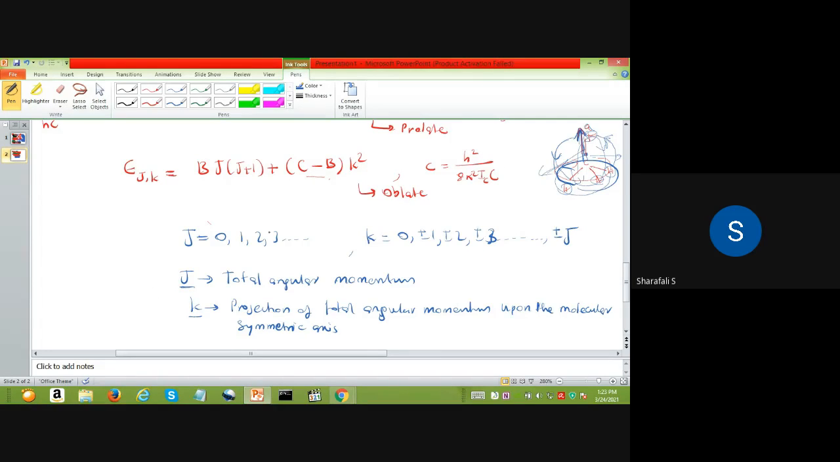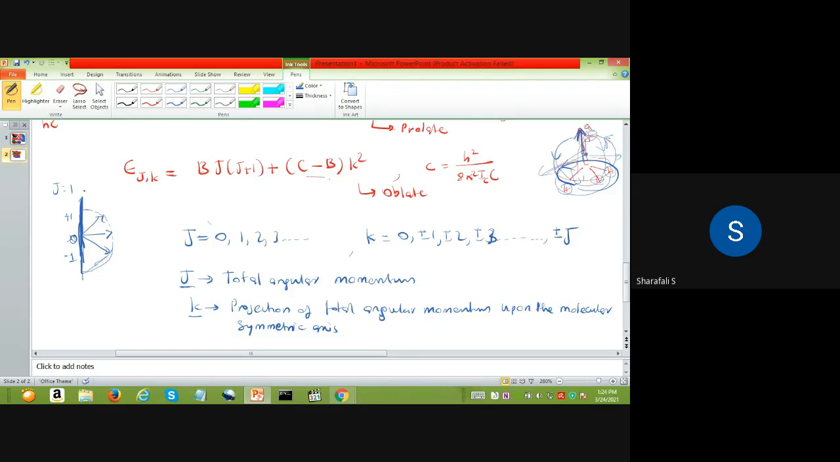As we discussed in the previous section, we have one particular J value. Let's say this is your J value, for example J equal to 1. Then different directions are possible: this is 0, here we have plus 1, and here we have minus 1. They are the projections of this total angular momentum, in these different directions, onto the principal axis.